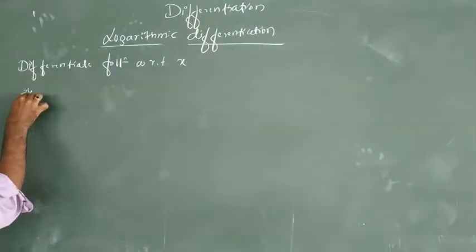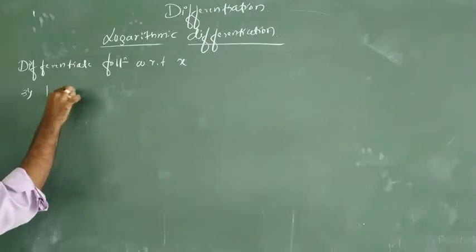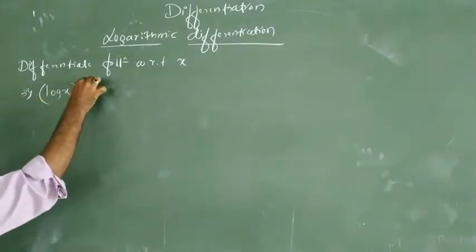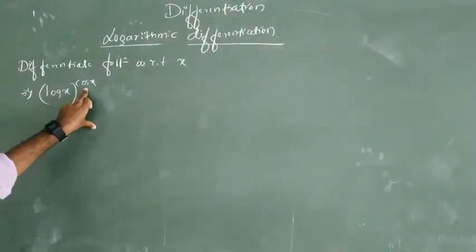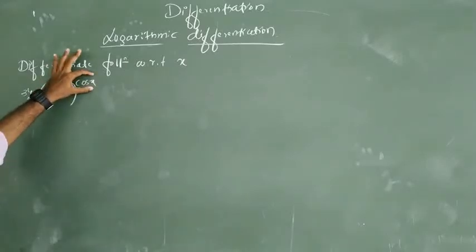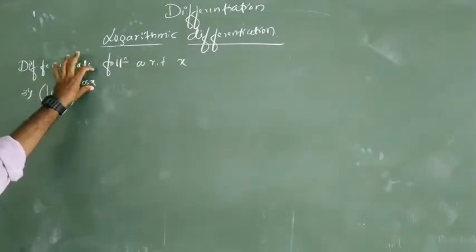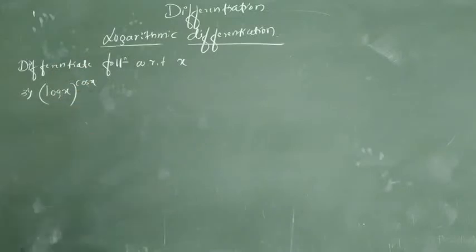This is the third example: log of x whole raised to cos x. So here again the power of log x is in the form of x. So the term has x in the exponent, or the degree has the x term.